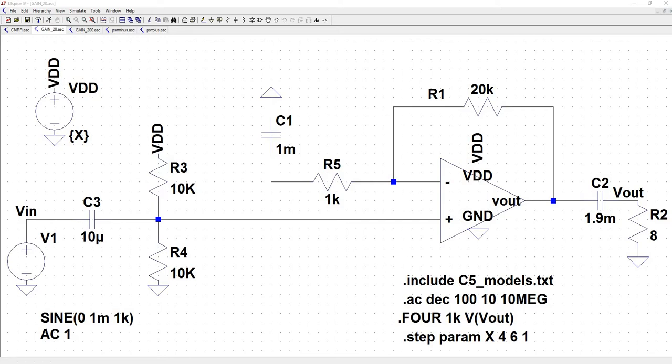The gain is set by R1 over R5, so 20K divided by 1K, which is 20. So our gain here is 20. I'm sweeping the supply from 4 to 6 volts, so this is VDD here. I've got that parameterized in this .step param from 4 to 6 volts in 1 volt increments.